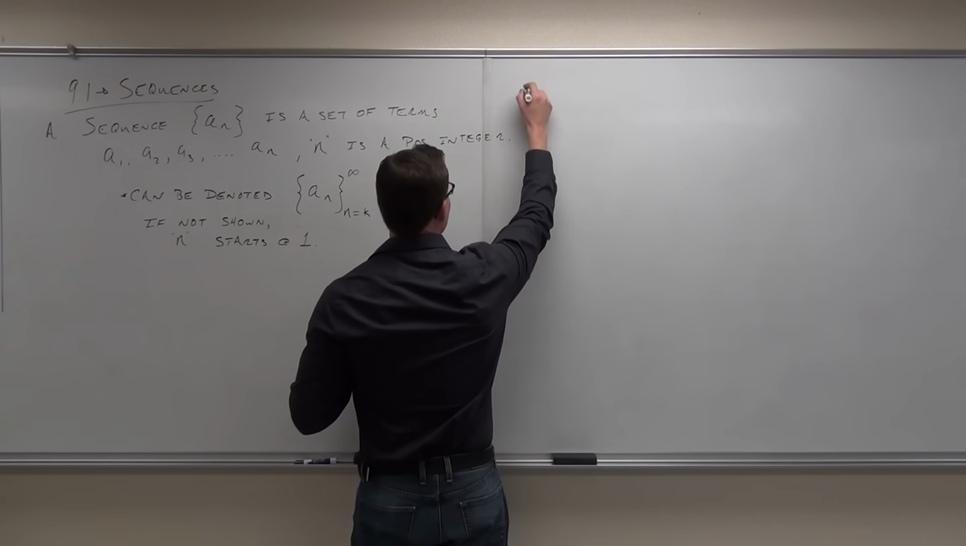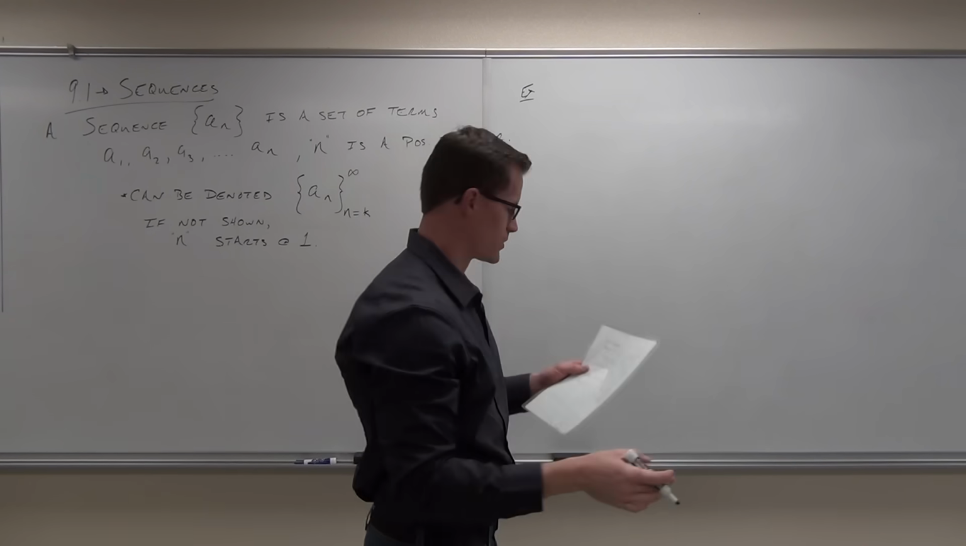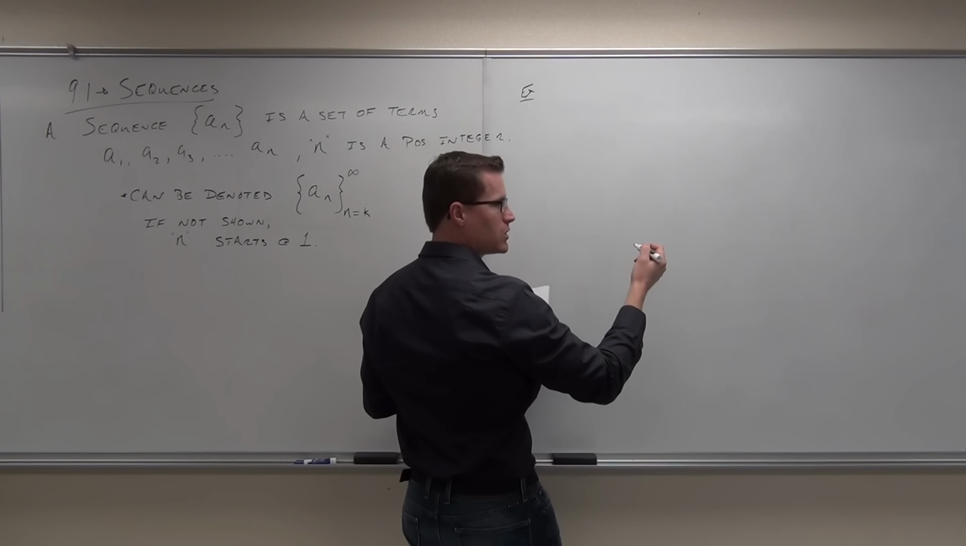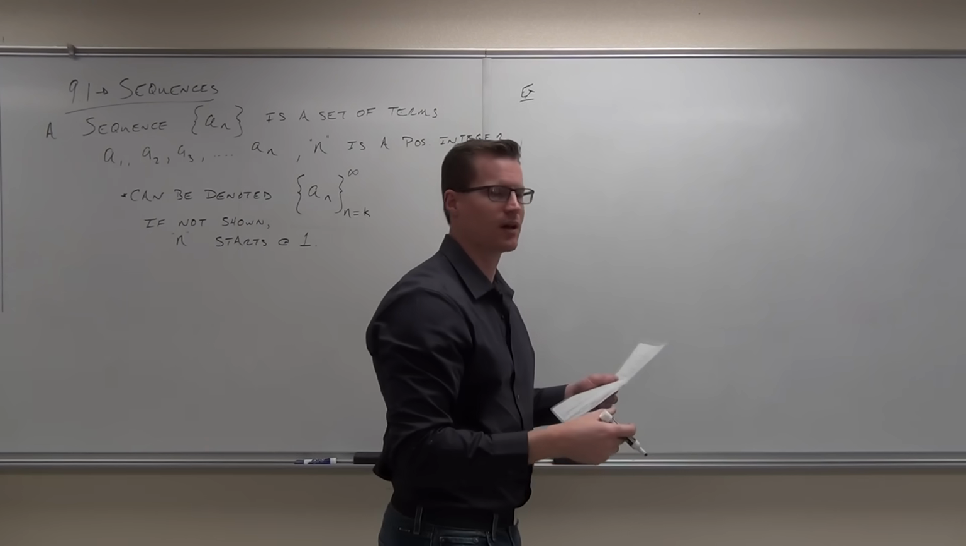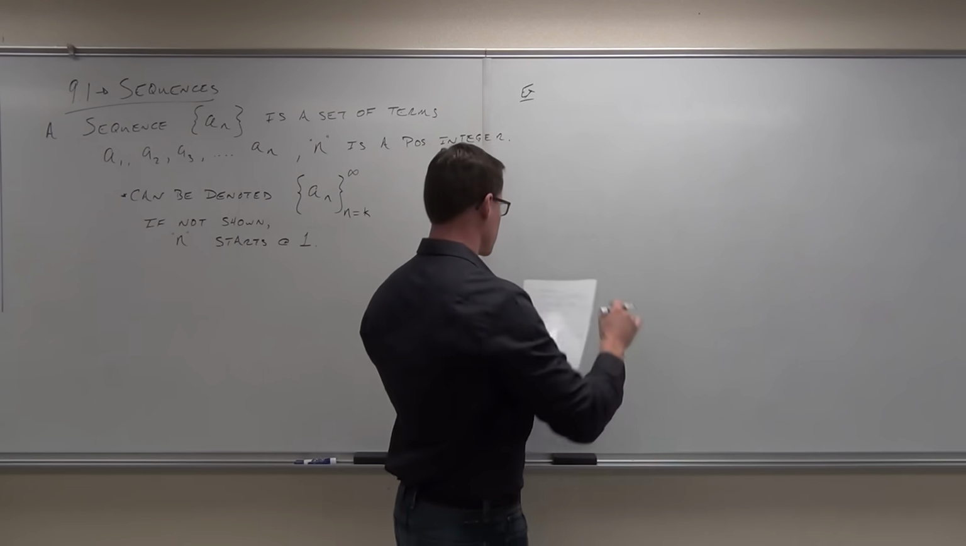So here we go. Here's an example. What we're going to do is we're just going to start listing out some terms for the following sequences. So here's how a sequence could look. I'm going to make them look a little like, what the heck? Just so you see that it's not that big of a deal to list out terms. They're very easy to list out terms.